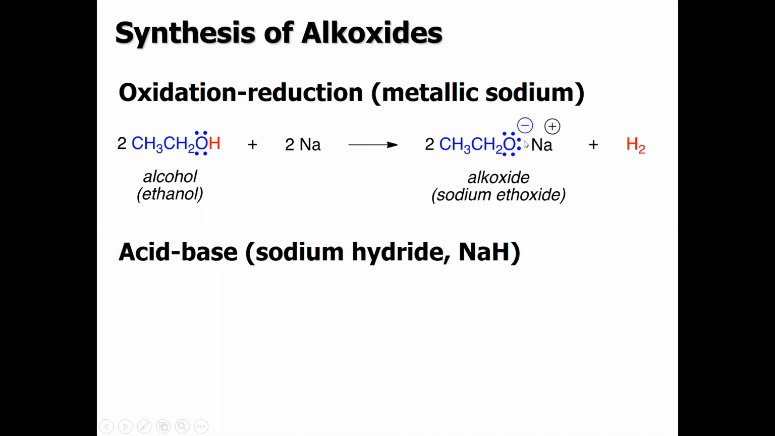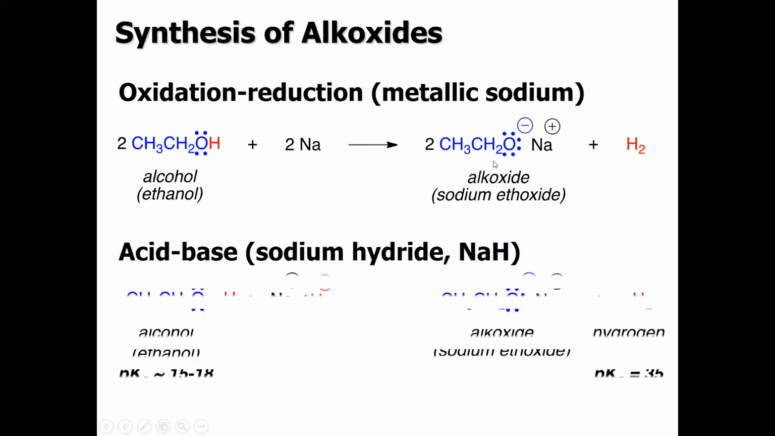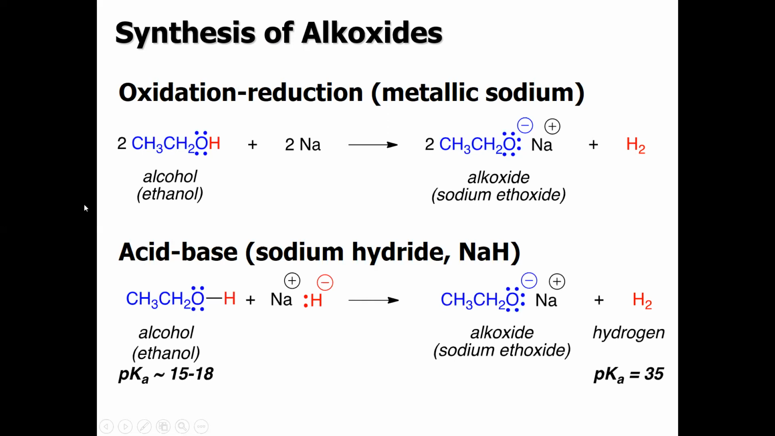That's why it is having a negative charge. So you can see here this 2 mole of ethanol will give you 2 mole of corresponding ethoxide. Second one, how we can synthesize the ethoxide base which is used in elimination reaction.